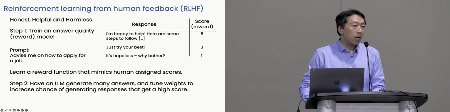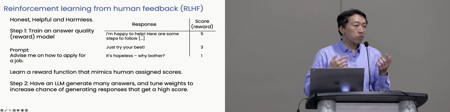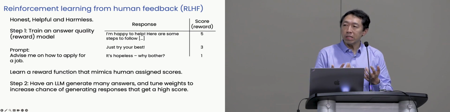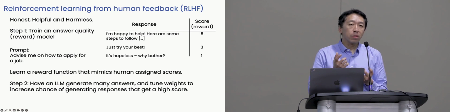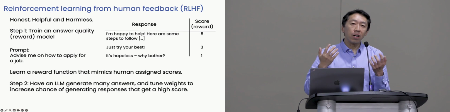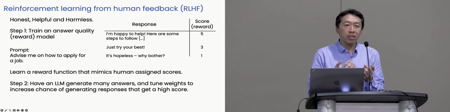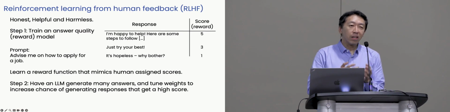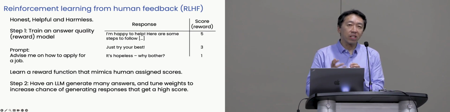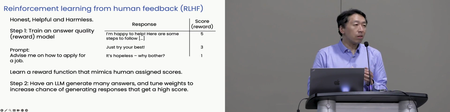And then the final step is to have an LLM generate tons of answers and use the reward model to score all of these answers, and then to tune the weights of the LLM to increase the odds of it generating the higher reward answers. And so through this process called RLHF, and there are many other flavors, like RLAIF, but RLHF is maybe the basic algorithm, you can tune an LLM to be more honest, helpful, and harmless.